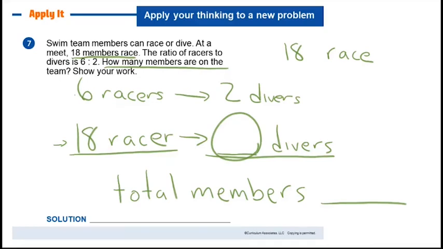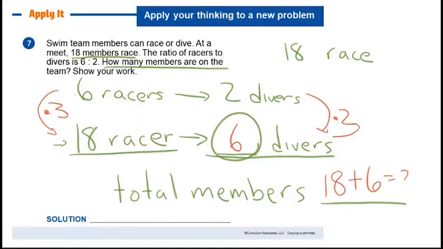This is just like one of the previous examples. I can ask myself, what easy number do I multiply by to get from 6 to 18? And there we go, I get the 3. So if I multiply this one by 3, to get this number I also have to multiply the 2 times 3. And that gives me 6. The person who typed 6 had part of the answer. They want the total number of members, which is 18 plus 6, which is 24. That is one way you can do it. I'm going to show you one other method, and then we're going to stop the recording.